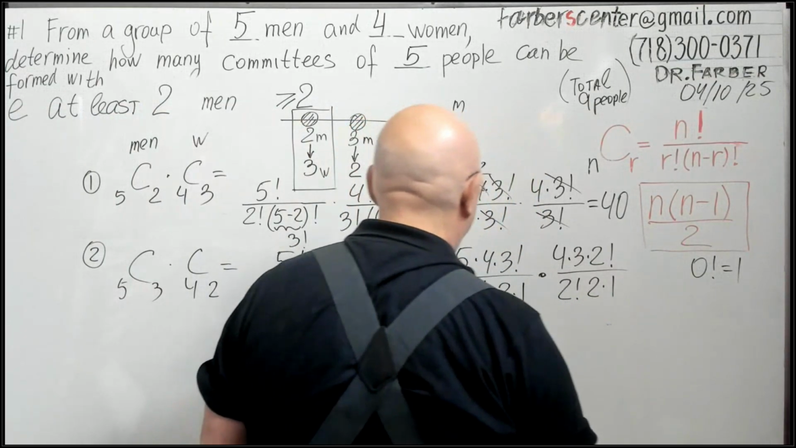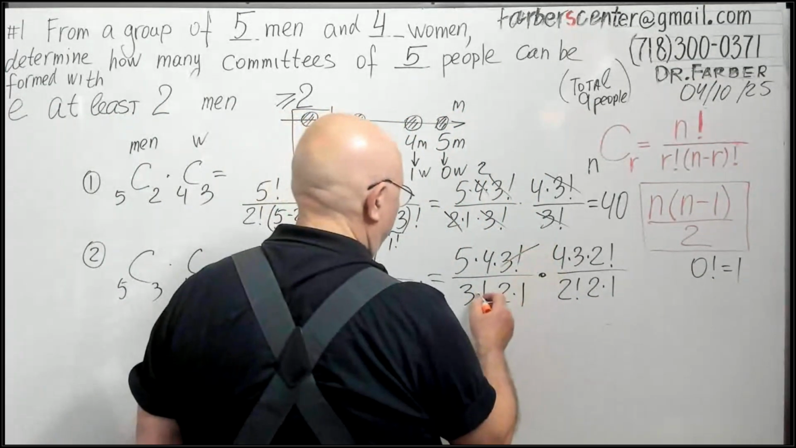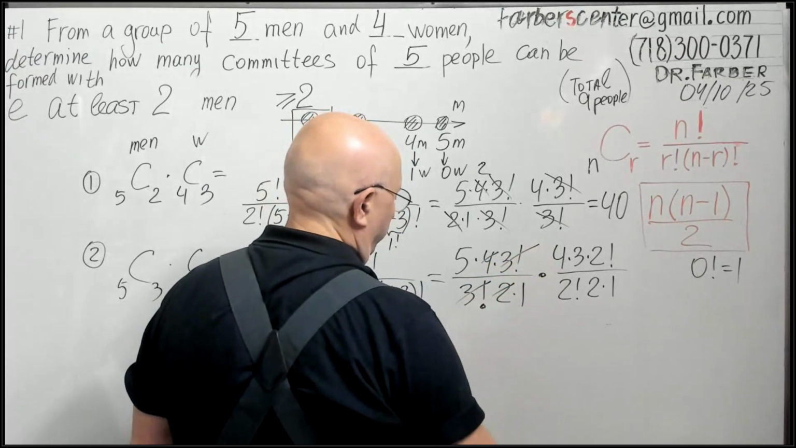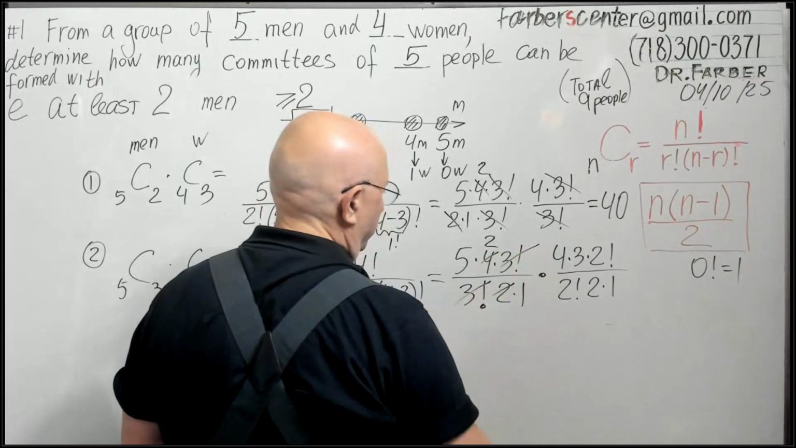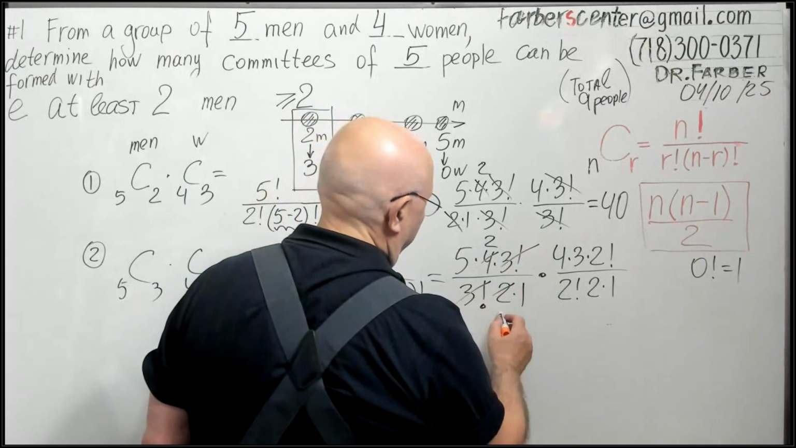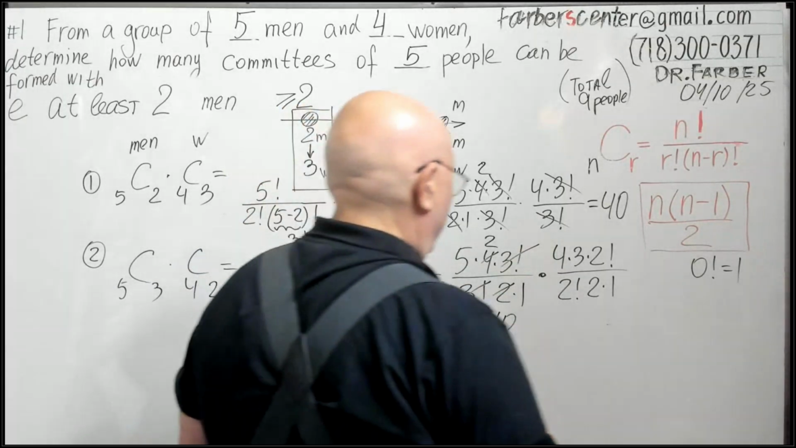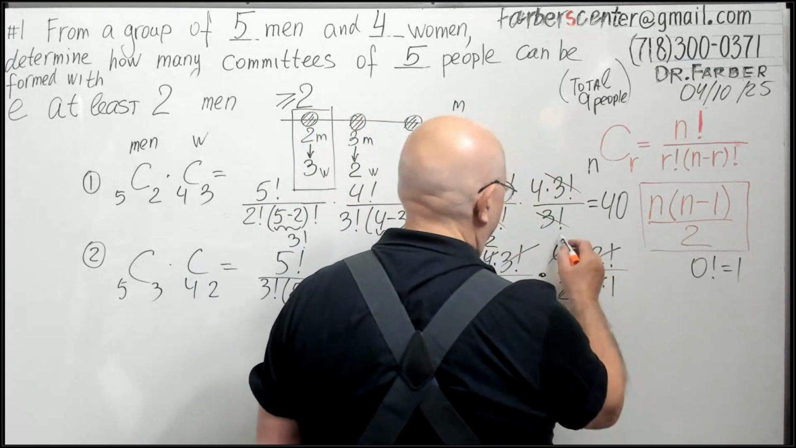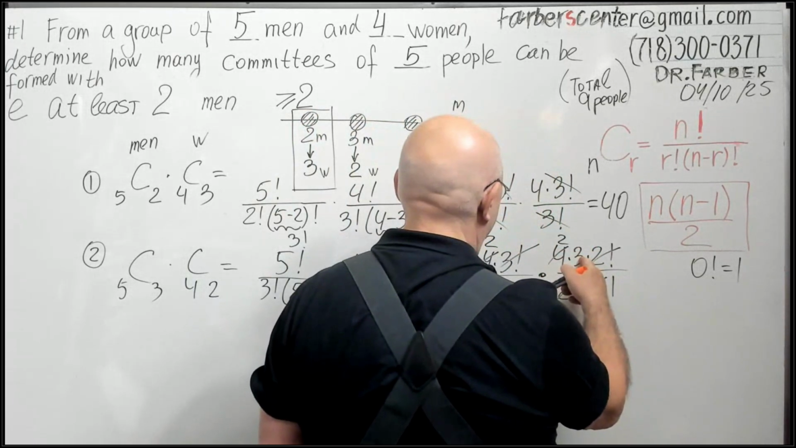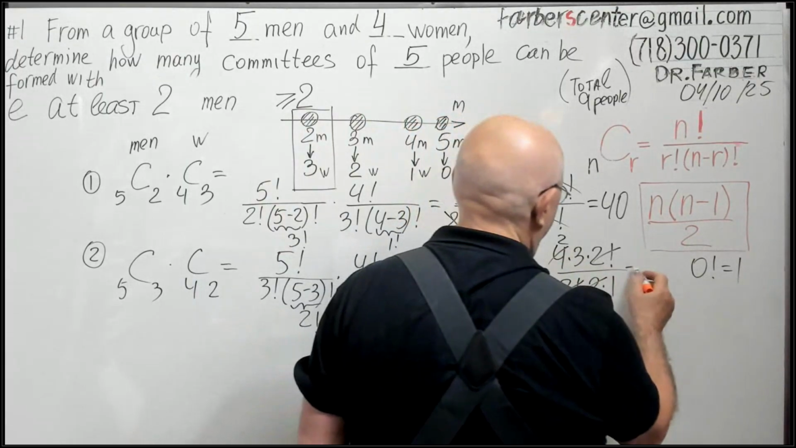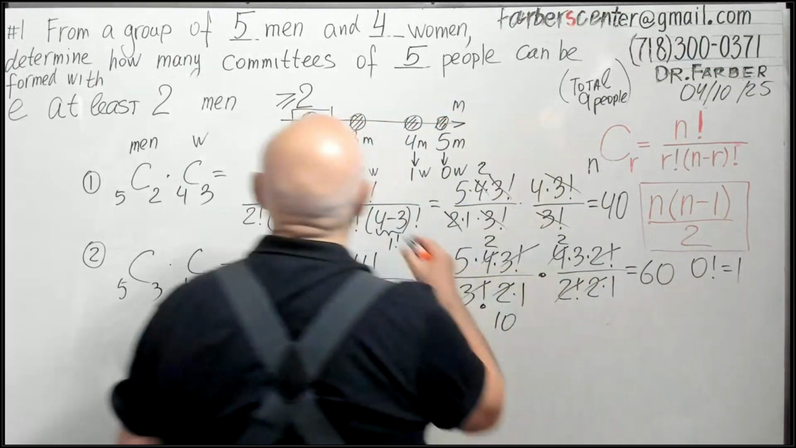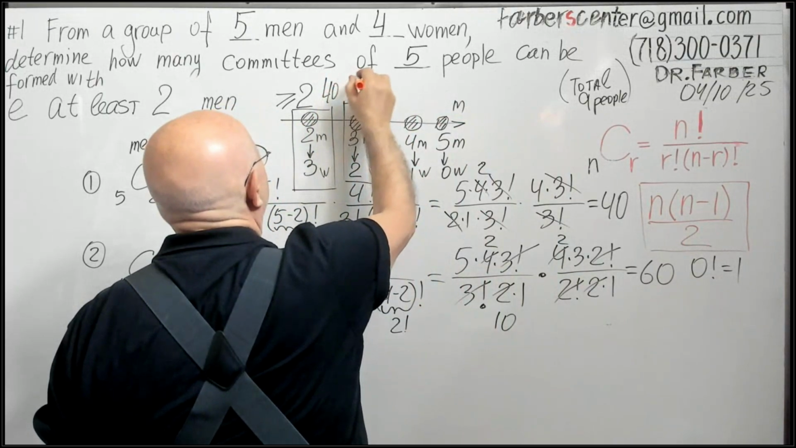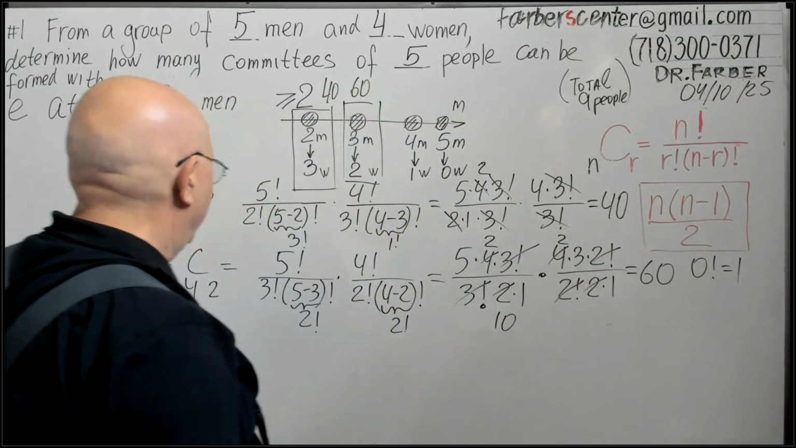Now simplify. 3 factorial cancels out. 2 goes into 4 2 times. This guy would be 10. 2 factorial cancels out. 2 goes into 4 2 times. It would be 6. 6 times 10, 60. For this scenario, we get 60. So for this, we get 40. For this, 60. Keep doing.